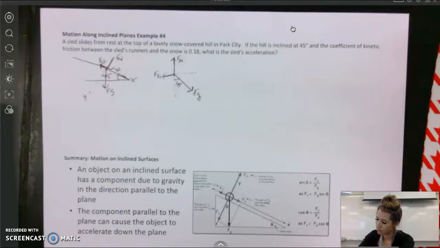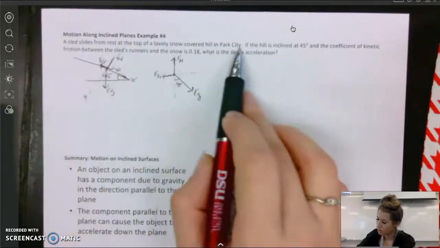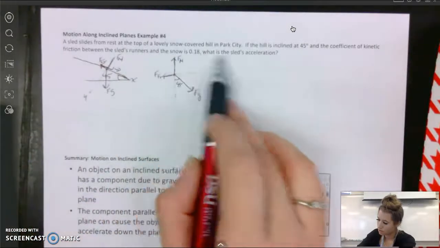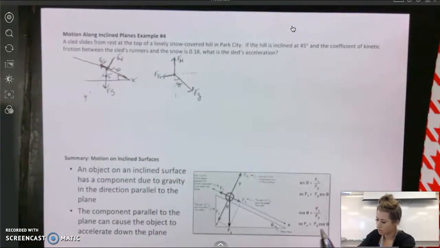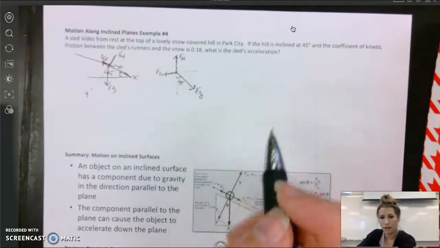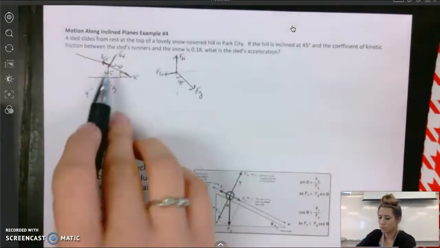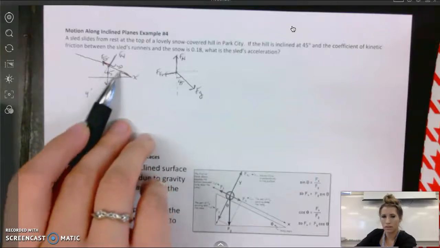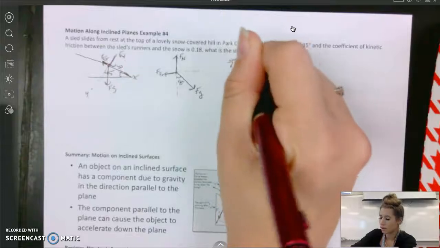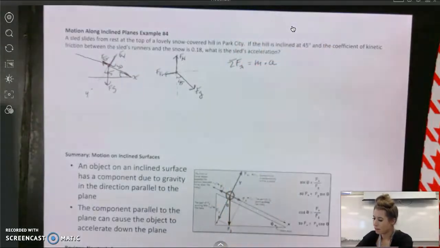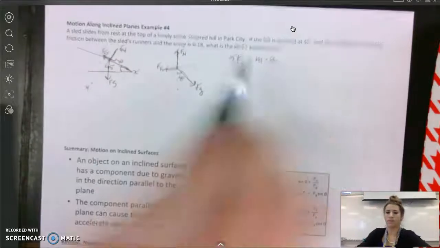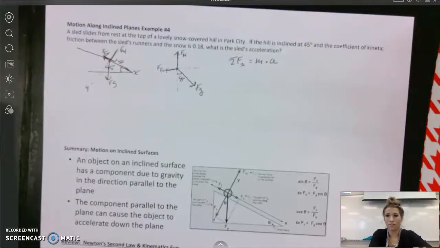Now, if the hill is inclined to 45 degrees, what is the acceleration? Okay, so we set up this problem. Now we need to look at the sum of the forces, but especially in the x direction, because that's where that acceleration is going to be, right? We have the sum of the forces in the x is going to be equal to mass times that acceleration. And so then when we look at those forces, we can solve for the acceleration.